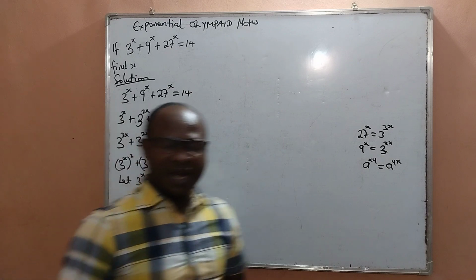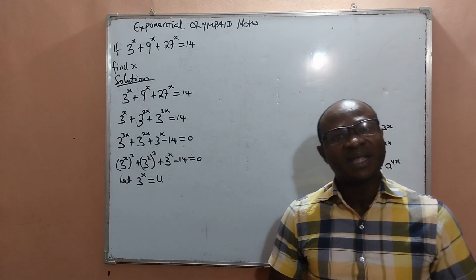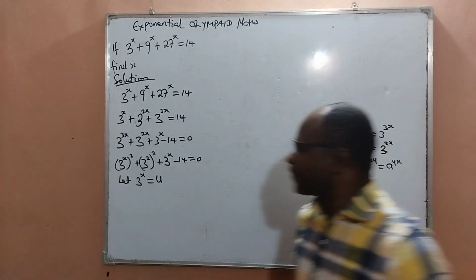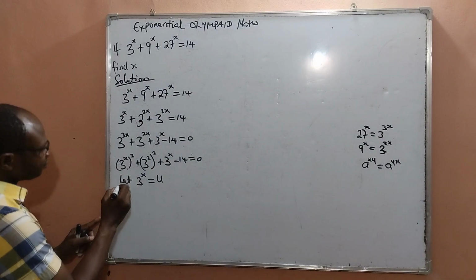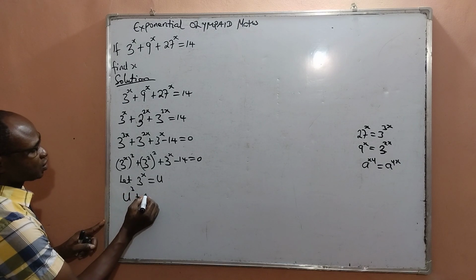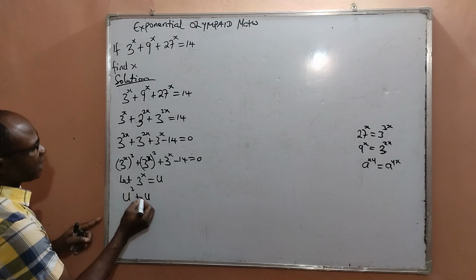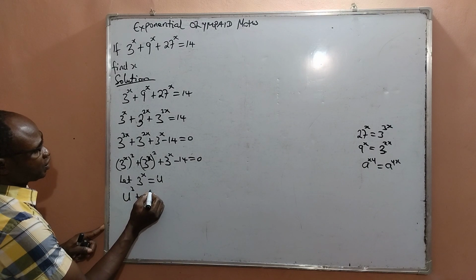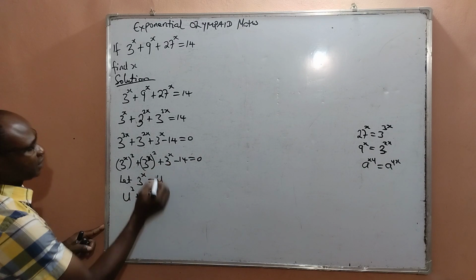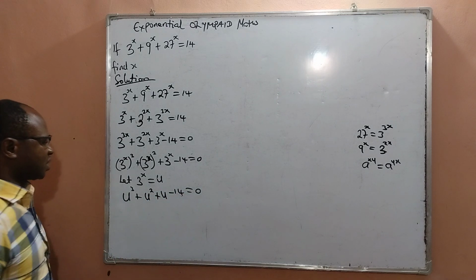What it means is that anywhere I see 3 raised to the power x, I will represent it with the letter u. Okay? So moving forward, I will now write u raised to the power 3 plus u raised to the power 2, beautiful. Then this is u minus 14 equal to 0.